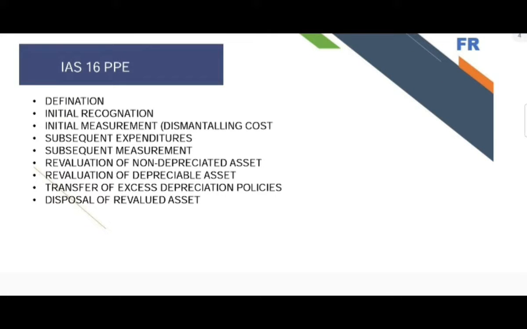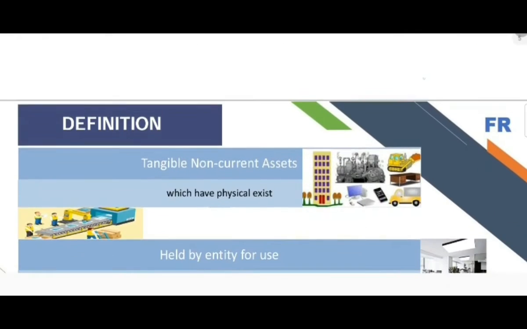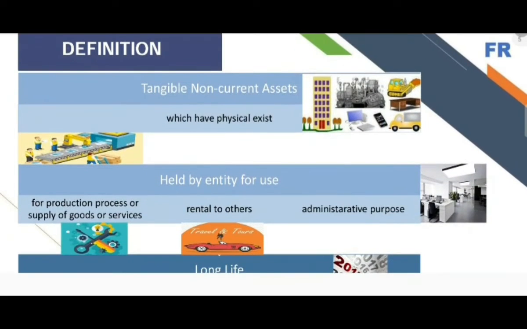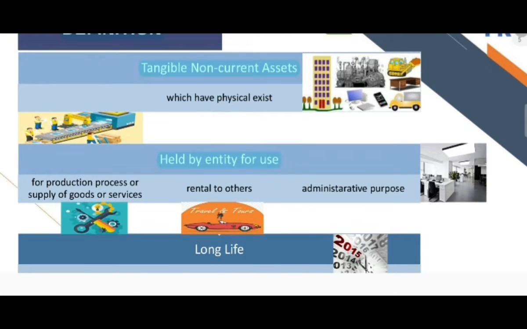Welcome again. So we'll continue our topic IAS 16 property, plant and equipment. First, we'll consider its definition. These are said to be tangible non-current assets held by the entity for use and has long life. Here, tangible means which have physical existence like building, motor vehicle, plant machinery, computer equipment, office furniture.